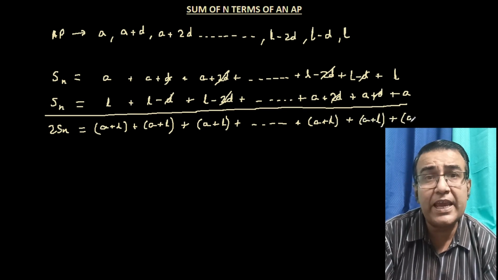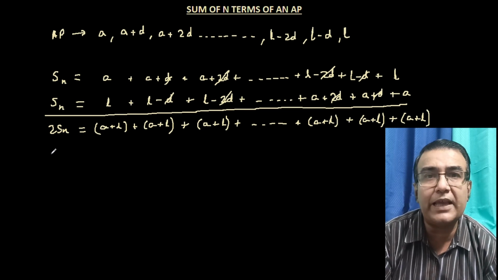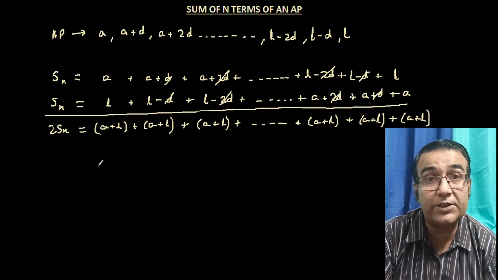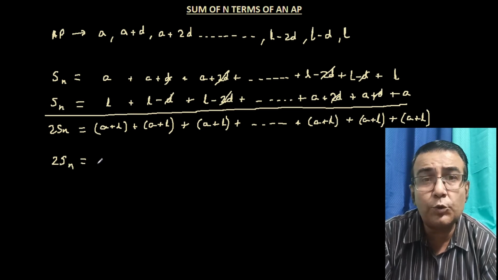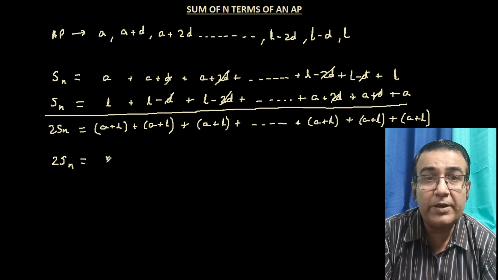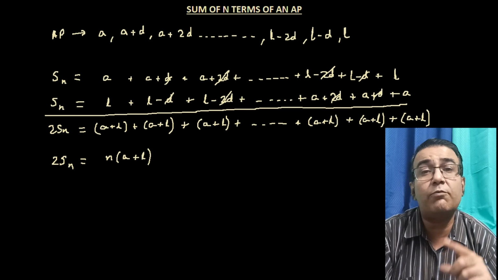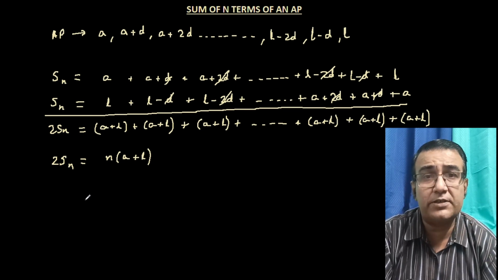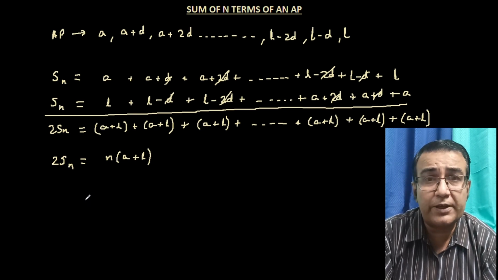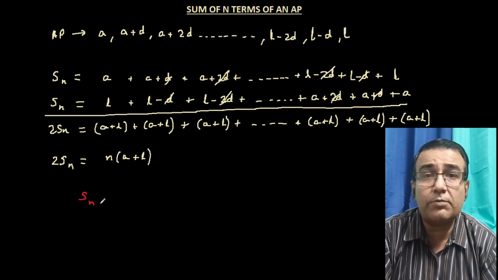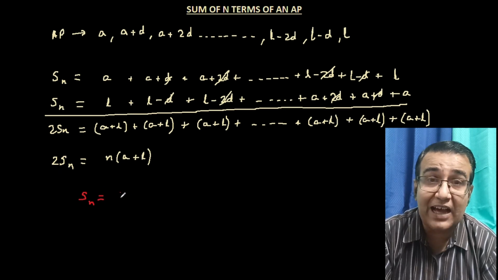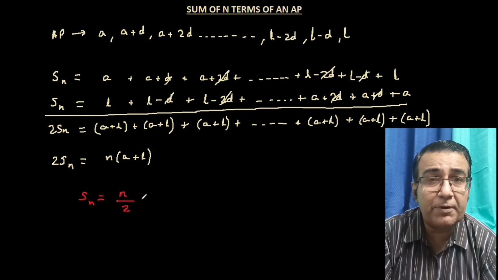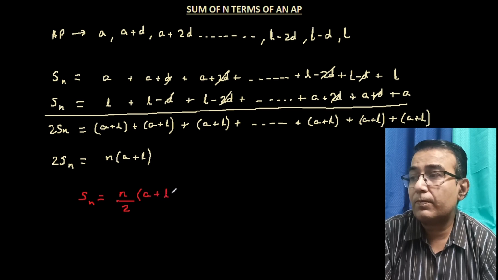Now you see we are getting A plus L every time, but how many times is it? Well, there were n terms in an arithmetic series, so obviously it's going to be n times. So we can say that 2 times the sum of n terms will be equal to n times A plus L. But what we were interested in was the sum of an arithmetic series, not 2 times the sum of the arithmetic series. So obviously if we divide both sides of the equation by 2, we'll get the sum of n terms of an arithmetic series as n over 2 times A plus L.